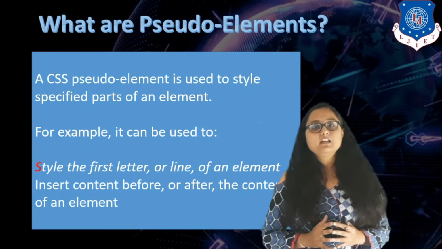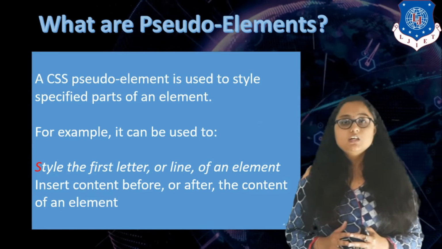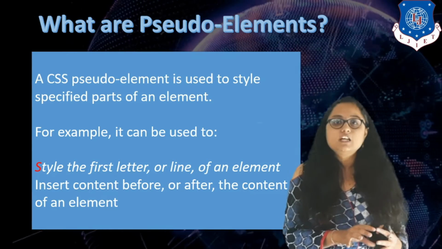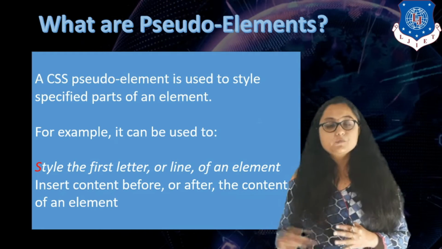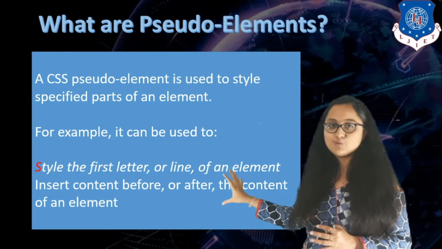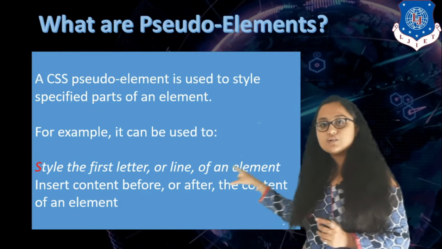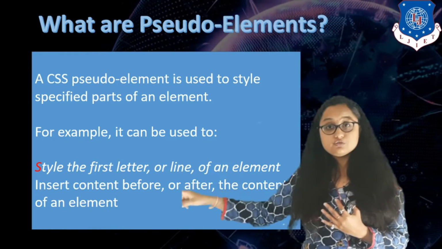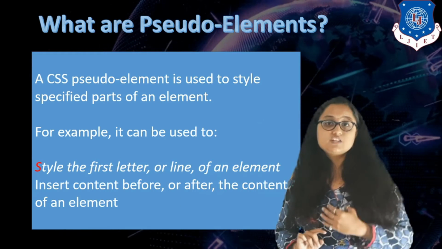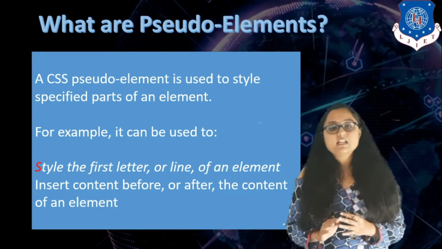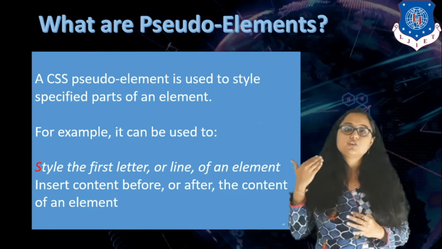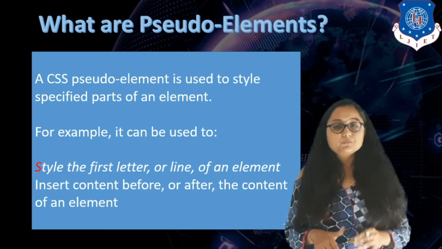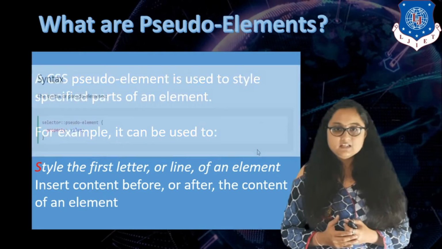So let us start with what you mean by pseudo elements. CSS pseudo elements are basically styling used to specify a particular style to a particular part of your element. For example, here you can see that the first line of the paragraph is styled differently than the rest. Also, the first letter of your first line is styled differently. So if you want to style the first letter, style the first line, or put some content before the content of the element, then you can use pseudo elements.